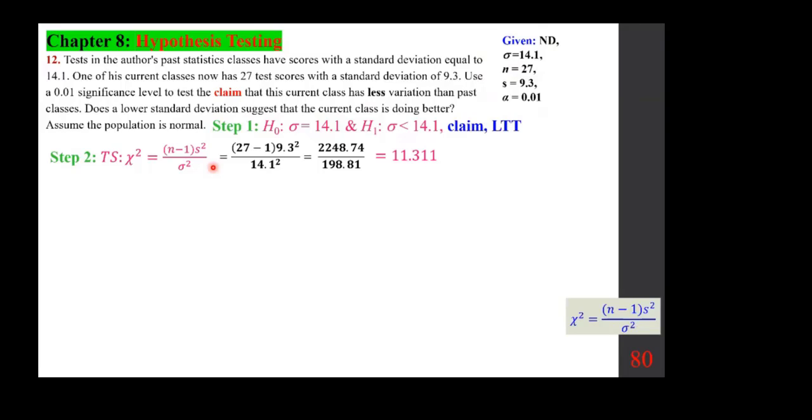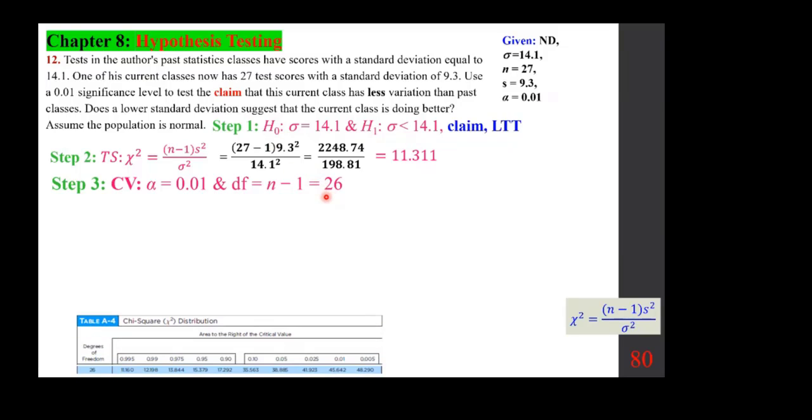The next one is the critical value. It comes from the choice of alpha. Degrees of freedom is n minus 1. We use the chi-square table, which needs the area to the right. Alpha is 0.01. Degrees of freedom is 27 minus 1, which makes it 26. This is a left tail test, so we need the area to the right, so 1 minus that. Take a look at the chi-square table and pay attention to the fact that we need the area to the right.